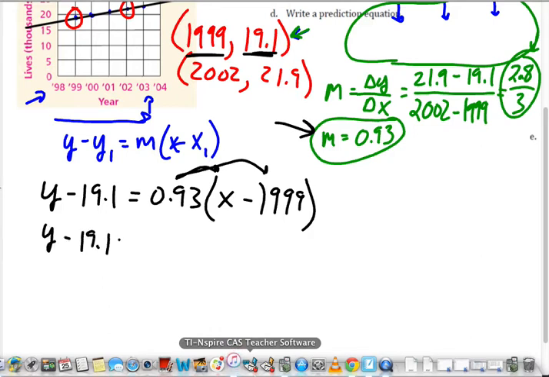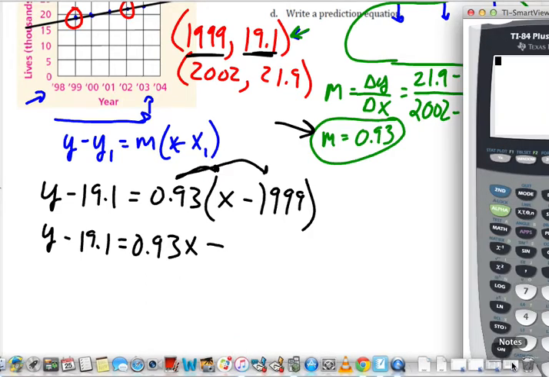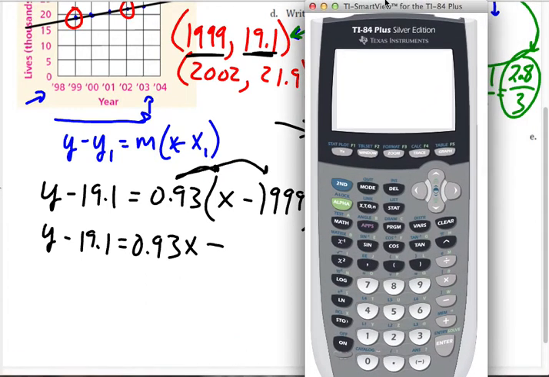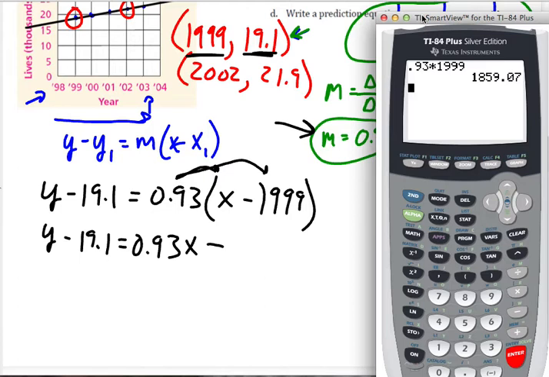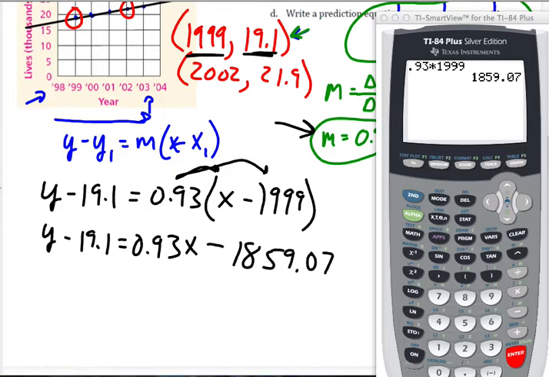Okay, using the distributive property here. y minus 19.1 equals 0.93x minus 0.93 times 1999. Well, let's pull up our calculator here. So 0.93 times 1999. Enter. And we get this: 1859.07. And it's negative because it's a positive times this negative, because you're subtracting it.